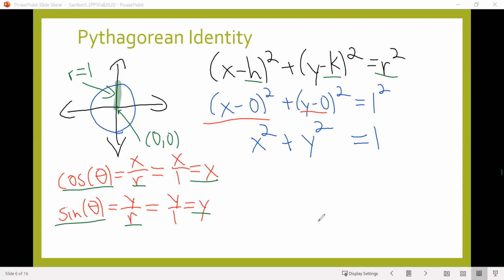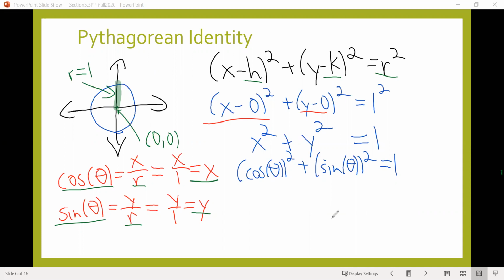So what we can do then is take and plug that information in to our equation over here. So instead of x squared, because we see that x is equal to cosine of theta, I'll write this as cosine of theta squared plus, and then instead of y squared, I'll just write sine of theta squared equals 1. And then we've pretty much got the identity now.